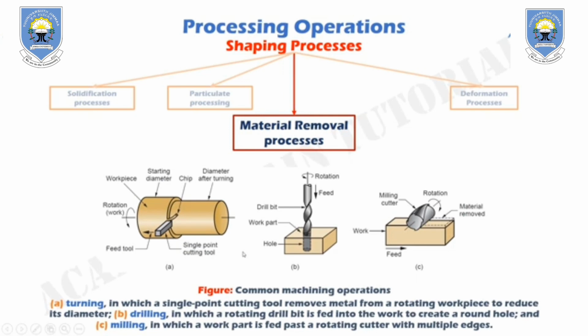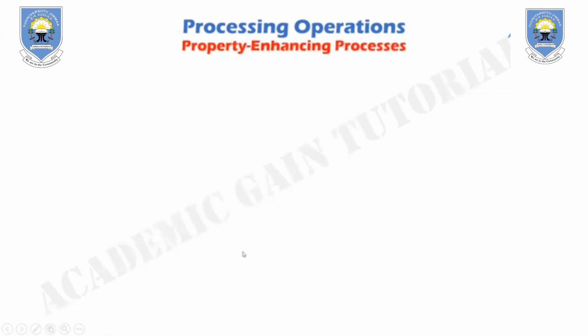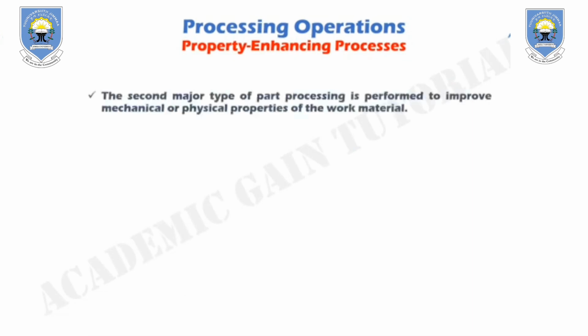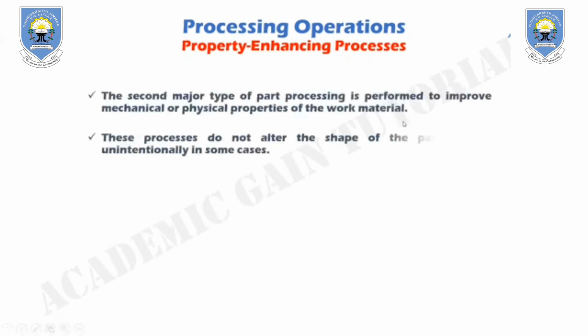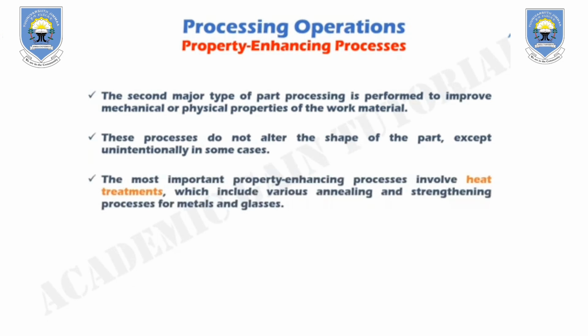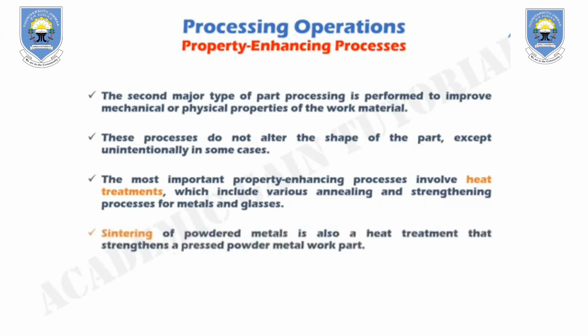Property enhancing processes. The second major type of part processing is performed to improve mechanical or physical properties of the work material. These processes do not alter the shape of the part, except unintentionally in some cases. The most important property-enhancing processes involve heat treatments, which include various annealing and strengthening processes for metals and glasses. Sintering of powdered metals is also a heat treatment that strengthens a pressed powder metal work part. Its counterpart in ceramics is called firing.